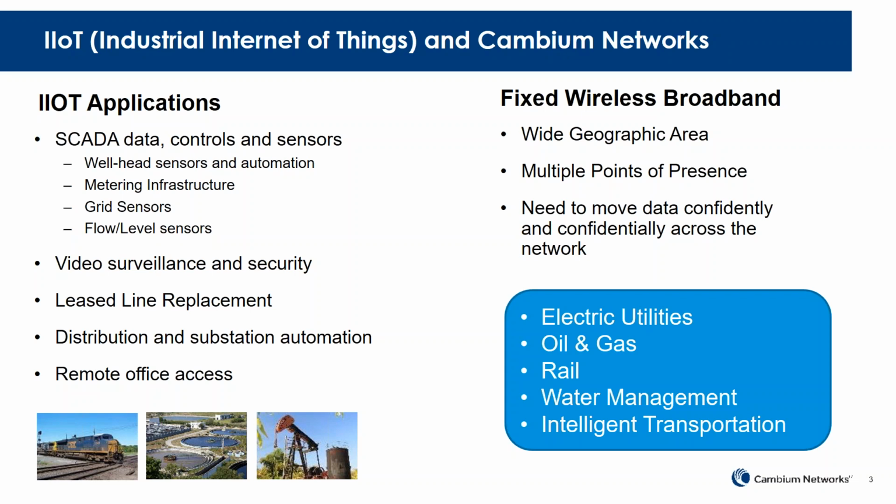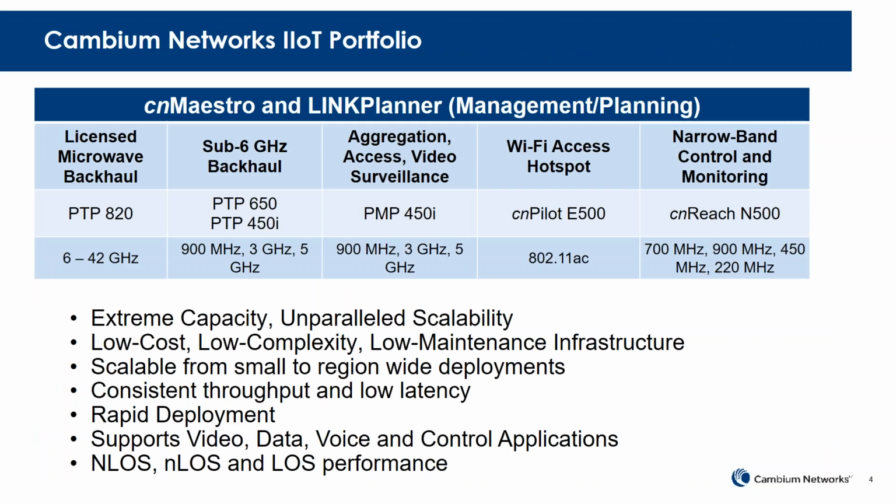The things that tie those all together are supporting wide geographic areas, lots of points of presence, and then delivering that data securely and reliably across the network. So to that end, we really focus on these verticals that you see there: the electric utilities, oil and gas, rail, transportation and operations, as well as water and wastewater, stormwater management. We have a variety of products in that area covering a lot of different pieces of spectrum.